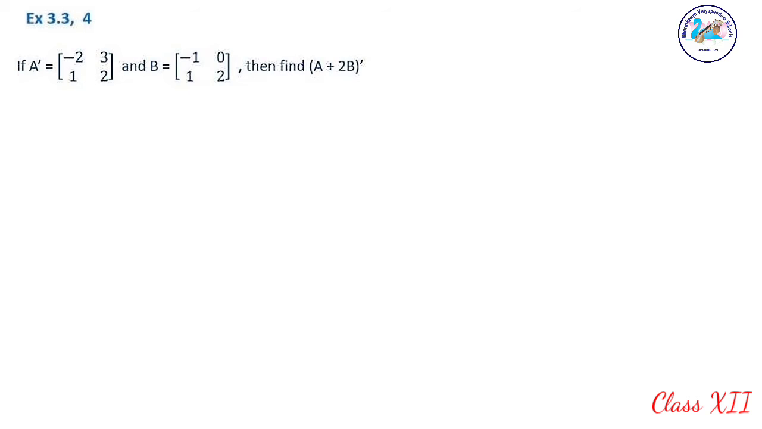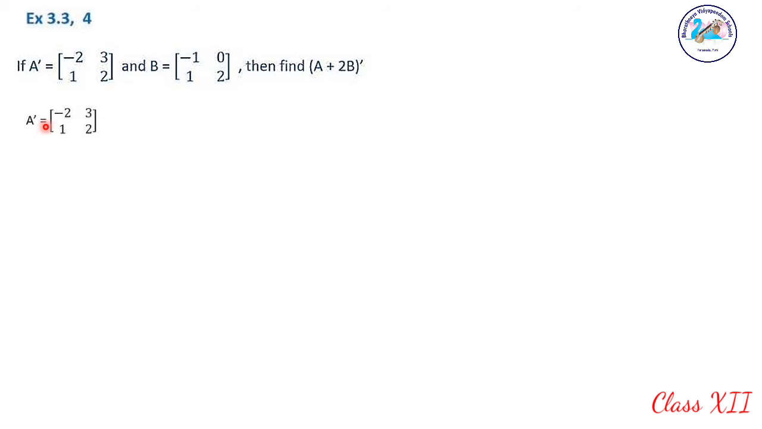The question is, if A transpose is equal to minus 2 3 1 2 and B is equal to matrix minus 1 0 1 2, then find A plus 2B the whole transpose. Here we are asked to find A plus 2B first, then we have to take the transpose of that particular matrix. So here A transpose is given, but we need A. It is quite familiar for us. How do we calculate from A transpose to A? That is, take the transpose of A transpose.